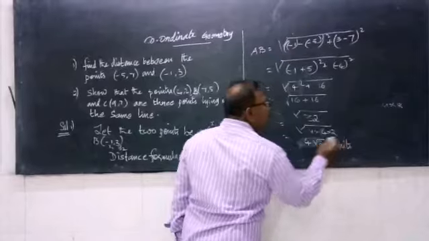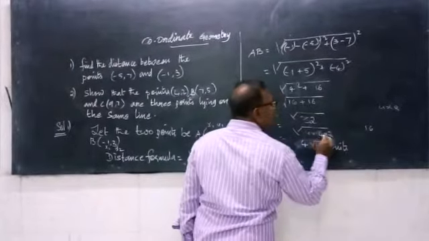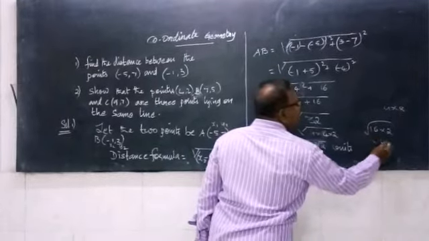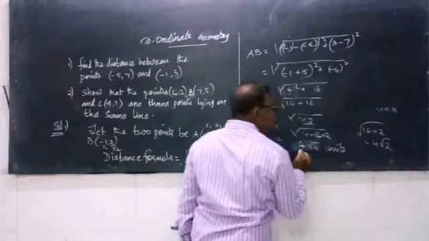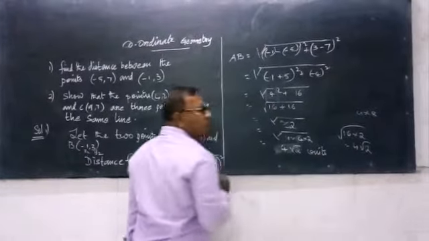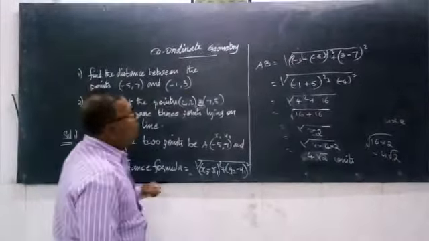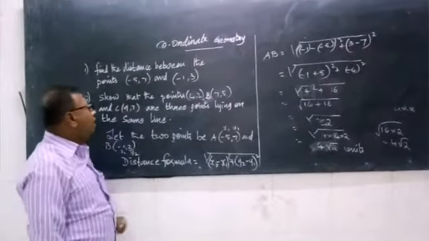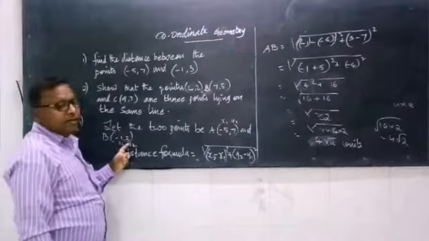Even you can write this as 16, 4 into 4 is 16, into 2. Root 16 is 4 and root 2 I am writing as it is. So 4 root 2 units. So this is how we calculate the distance between the 2 points A and B, whose coordinates are minus 5, 7 and minus 1, 3.